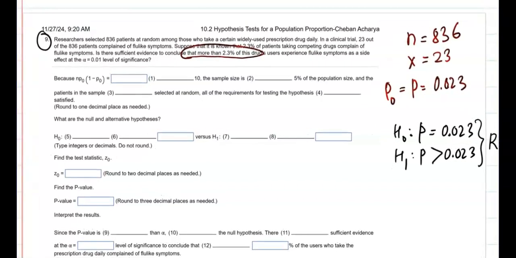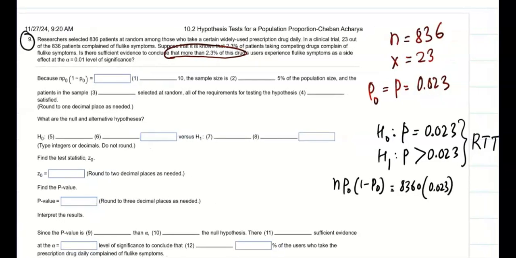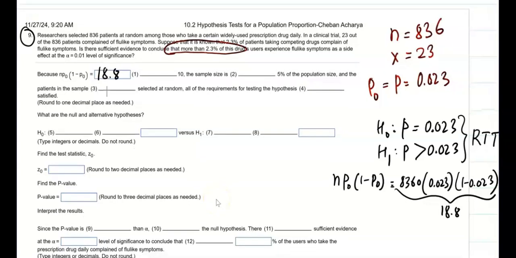So now you've got to check the criteria here. You're writing what is np0(1 minus p0). I'm going to do the math here to find it. n p0 times (1 minus p0) equals, n is 836, p0 is going to be 0.023, and 1 minus 0.023. So if you simplify this all, you get 18.8. So this value is going to be 18.8. You put it in the box here. You round it to 1 decimal place.